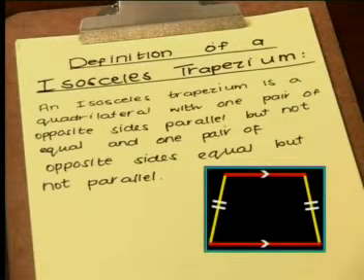Can I leave out the angles? We didn't use them in any of the other definitions. Oh, that's fine. So what have you got now? This is my definition. An isosceles trapezium is a quadrilateral with one pair of opposite sides parallel but not equal, and one pair of opposite sides equal but not parallel.